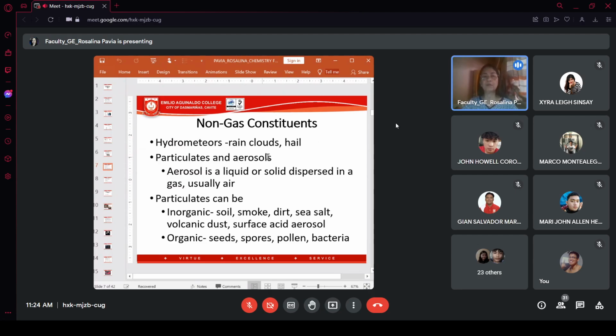So, particulates and aerosols are also. Aerosol is a liquid or solid dispersed in a gas, usually air. Particulates also, which can be inorganic, such as soil, smoke, dirt, sea salt, volcanic dust, surface acid aerosol, and the organic ones such as seeds, spores, pollen, bacteria. So not only bacteria, pati virus, di ba? Kaya nga tayo ay nagmamask. Kasi nga, because of airborne bacteria and also airborne viruses.